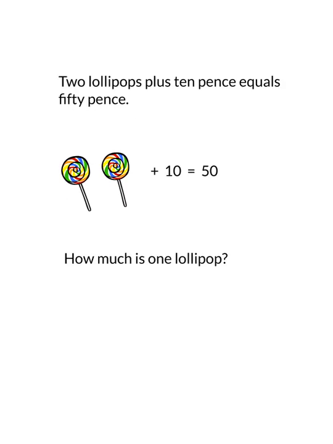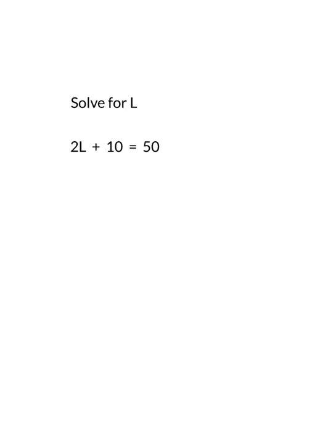2 lollipops plus 10 pence equals 50 pence. How much is 1 lollipop? Pause the video for a few moments. Well, hopefully you worked out that 20 pence plus 20 pence would be 40 pence, and 40 pence plus 10 pence would be 50 pence. In other words, 1 lollipop would be 20 pence. This is exactly the same as the previous example.